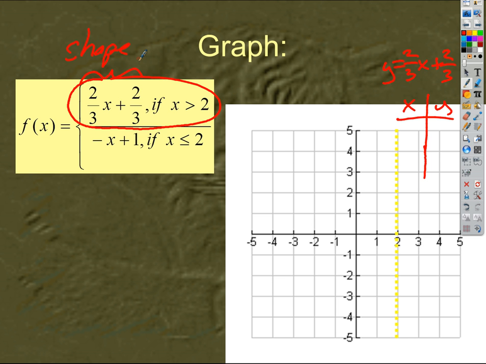If I plug 2 in, once again, what did I get? 2/3 times 2, you told me, is 4/3, plus 2/3 more is 6/3, which is 2. Okay, so I get the ordered pair when x is 2, y is 2.